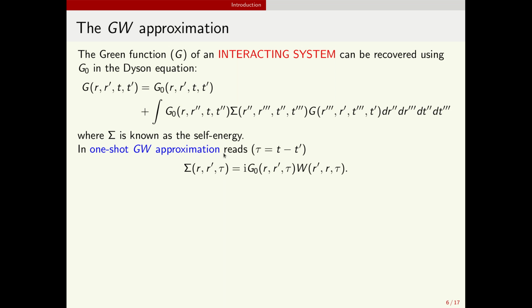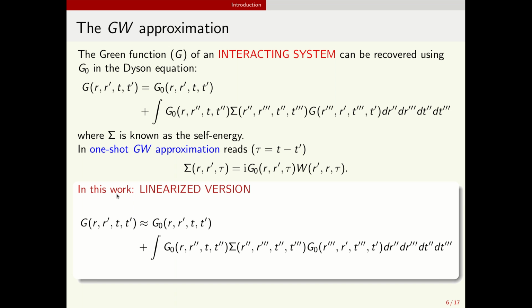In one-shot GW approximation, sigma is usually defined simply as the product between the non-interacting Green's function and some screened Coulomb interaction. In this work, we have used the linearized version of the Dyson equation, which means that instead of using here the interacting Green's function, we place the non-interacting one. Therefore, we know all the ingredients on the right to produce our approximated Green's function. The question is how to build the screened Coulomb interaction.